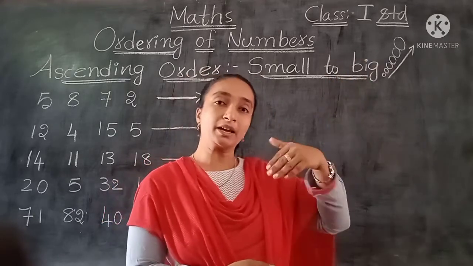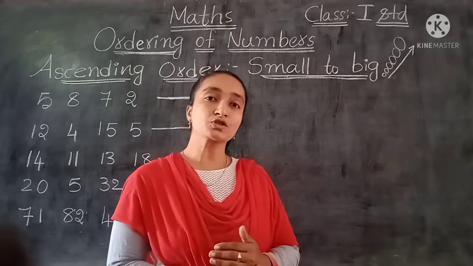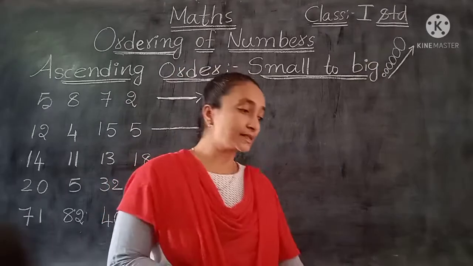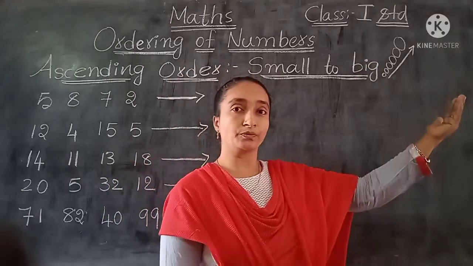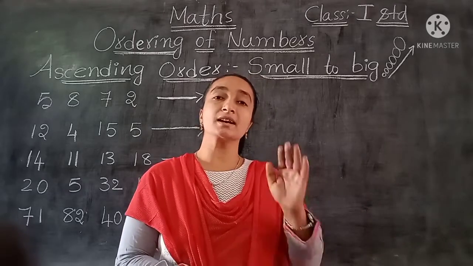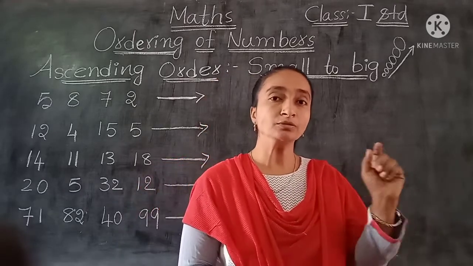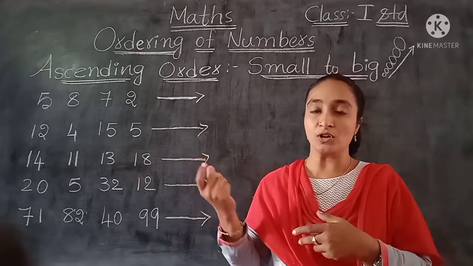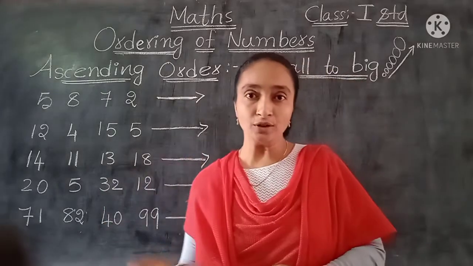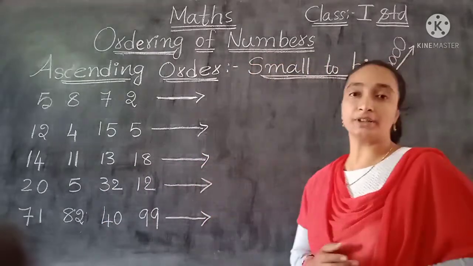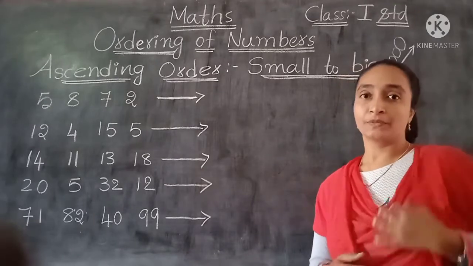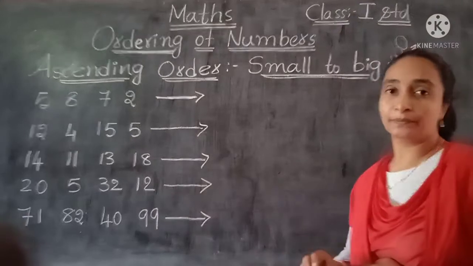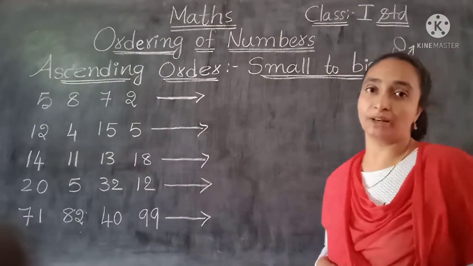When you are coming back again, that is called from top to bottom. So that is descending order. From bottom to top you have to go, and this is called ascending order. Small to big. So first the small number, then the next small, and then the next small, like that. When it comes to the end, we will get the bigger number. So first from small to big.